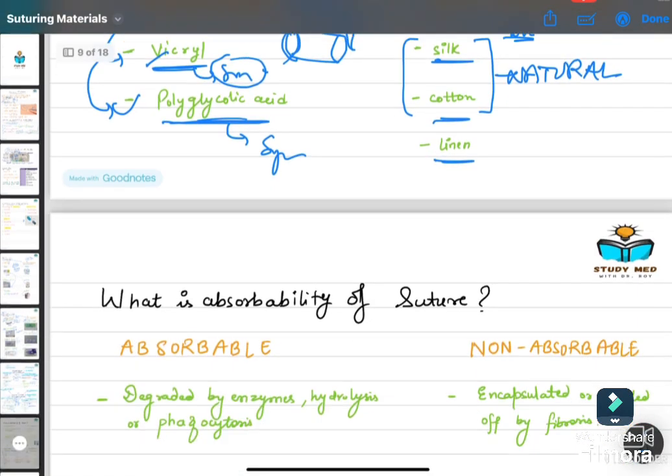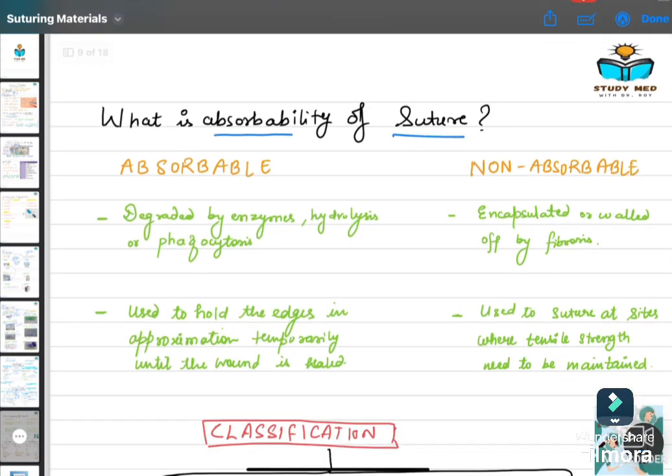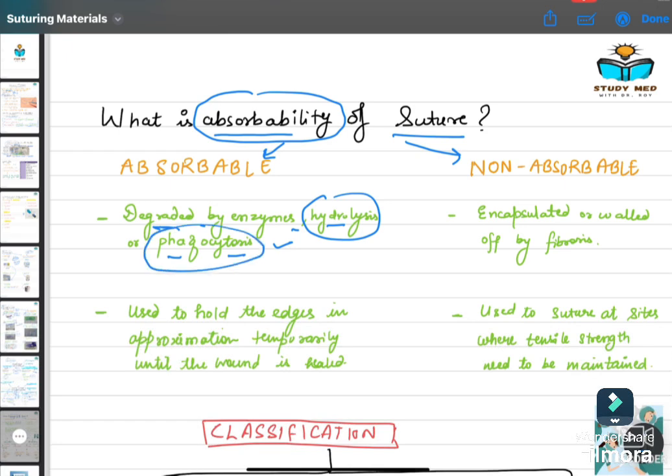That is linen. Now, what is the absorbability of a suture? What is the concept of absorbability? We have seen every suture is either absorbable or non-absorbable. So what does this actually mean? Absorbability means the suture material after being sutured will be degraded by enzymes, hydrolysis or phagocytosis. It could be hydrolyzed, phagocytosed, or degraded by enzymes. It is used to hold the edges in approximation temporarily until the wound is healed.